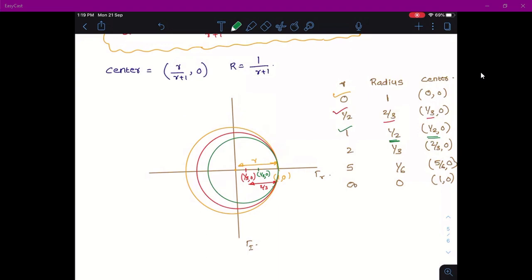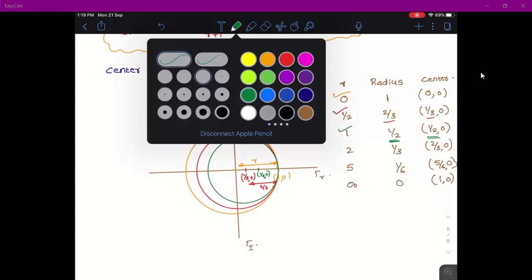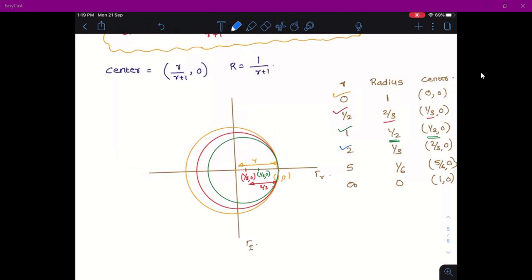Fine. Now for r equal to 2, the center is at 2 by 3 comma 0. So 2 by 3 comma 0 will be somewhere here. And the radius is 1 by 3, which means again 2 by 3 plus 1 by 3 is 1. It will touch at 1, and you will have again another circle which passes through 1.